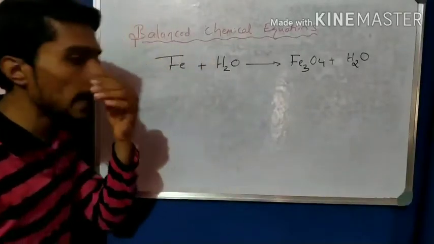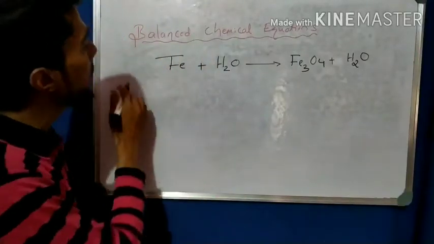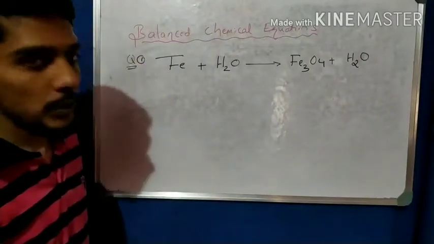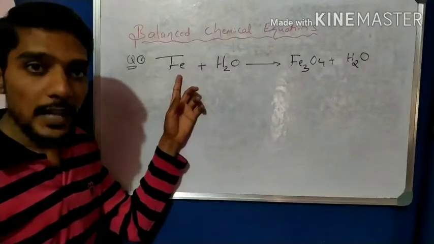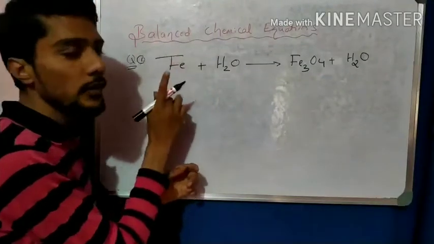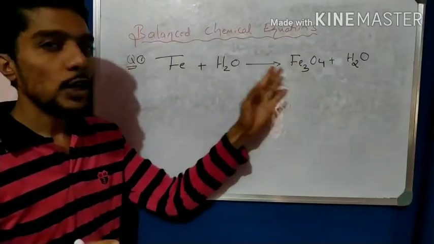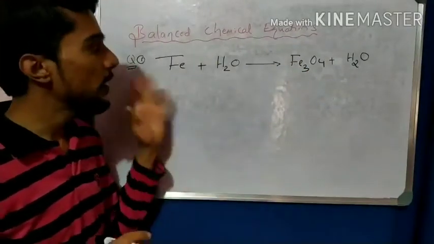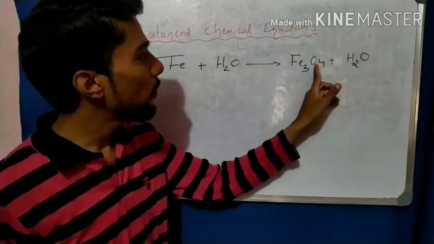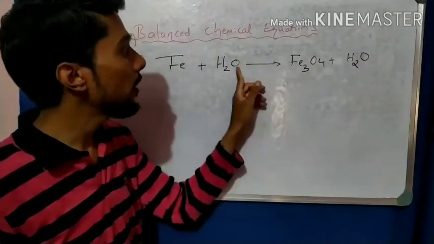Okay, see, this is the reaction given. This is question number 1, and we have to balance it. Observe here, check first whether it is balanced or unbalanced. Observe here, Fe is 1 on the left, only one Fe is there, but on the right Fe is 3. So automatically it is unbalanced. One element is unbalanced. Hydrogen is 2 and 2, balanced. Oxygen is 4 on the right and only 1 on the left.